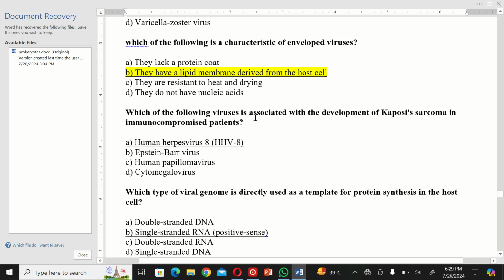Which of the following viruses is associated with the development of Kaposi sarcoma in immunocompromised patients? A. Human herpesvirus. B. Epstein-Barr virus. C. Human papillomavirus. D. Cytomegalovirus. So the correct option is A.